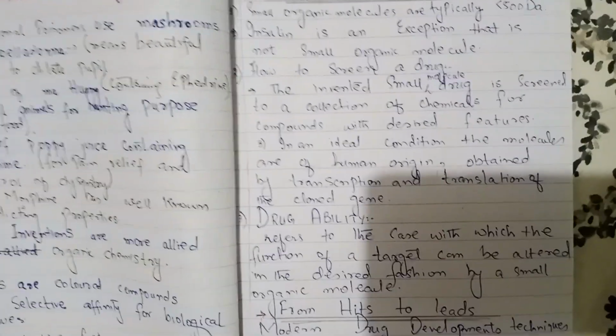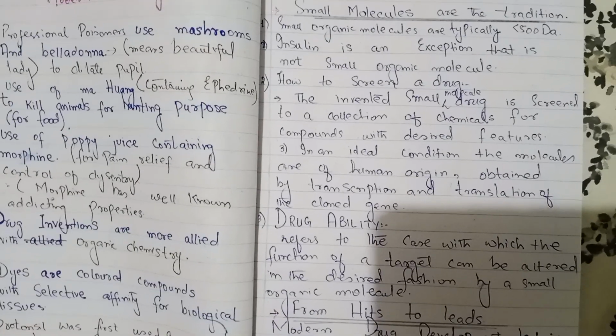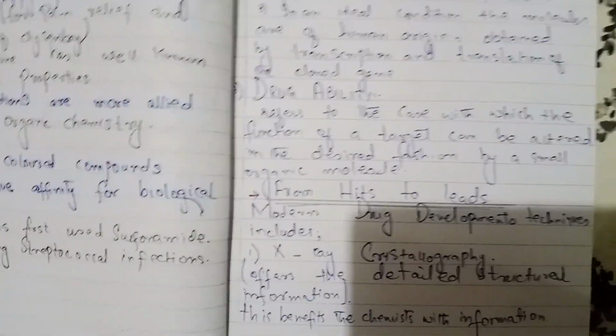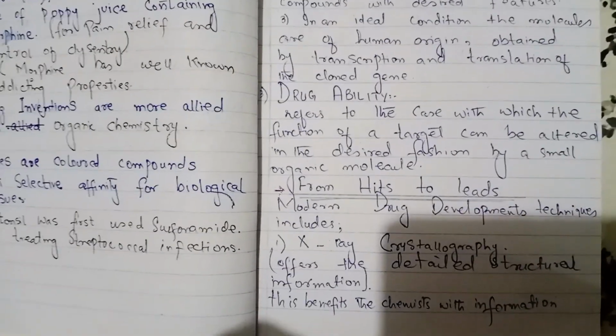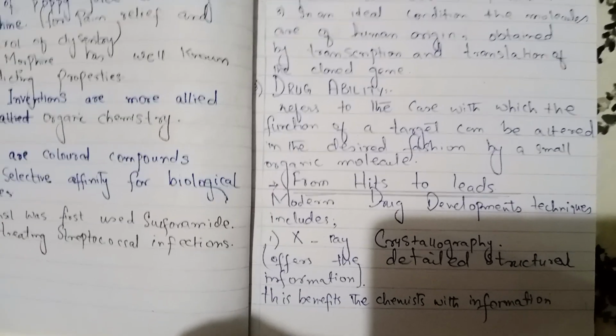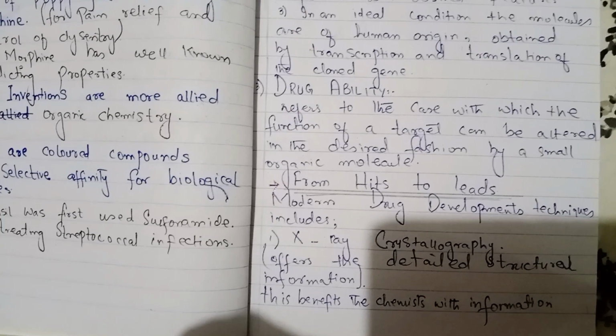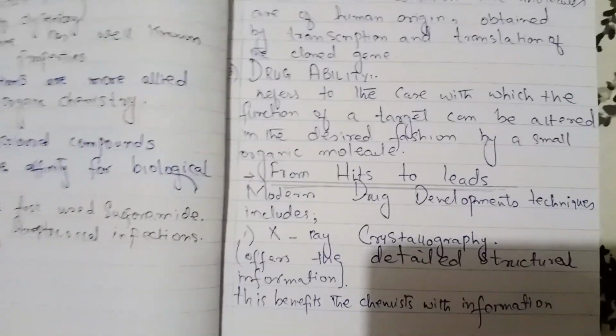In an ideal condition, the molecules are of human origin, obtained by transcription and translation of the cloned gene. Then comes druggability, which refers to the ease with which the function of a target can be altered in the desired fashion by a small organic molecule. In which fashion do you want to target or do you want to change?